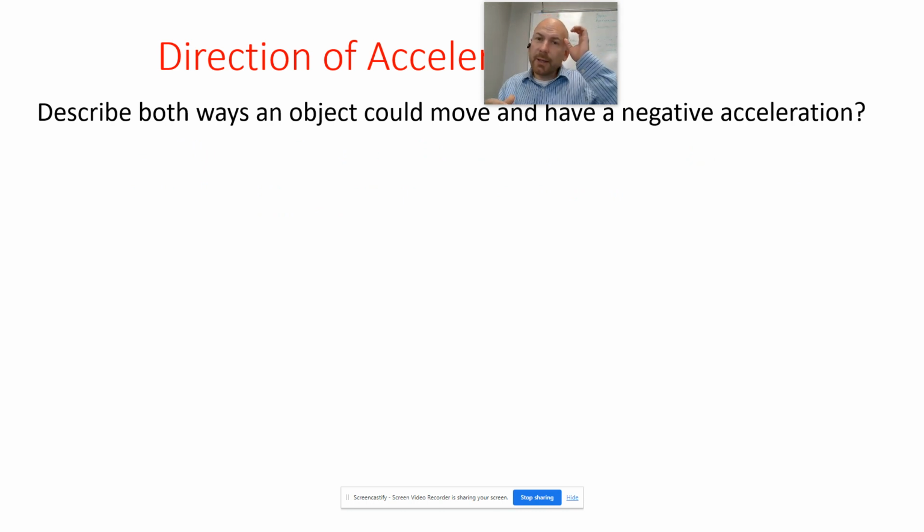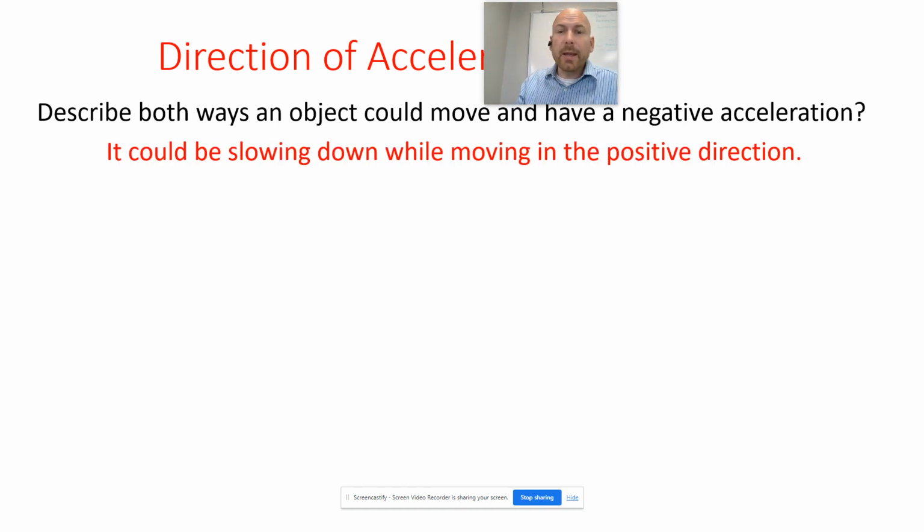So the flip side of that would be what would have to happen for you to have a negative acceleration. The first way most people are good with is if you're slowing down while moving in the positive direction. So you're slowing down while moving in the positive direction, so you have a positive velocity. Therefore, you have a negative acceleration because the acceleration is in the opposite direction of velocity if you're slowing down.